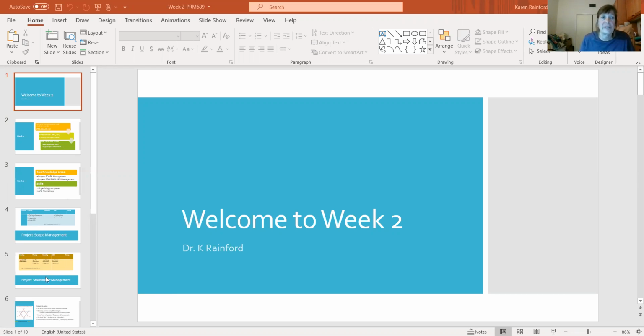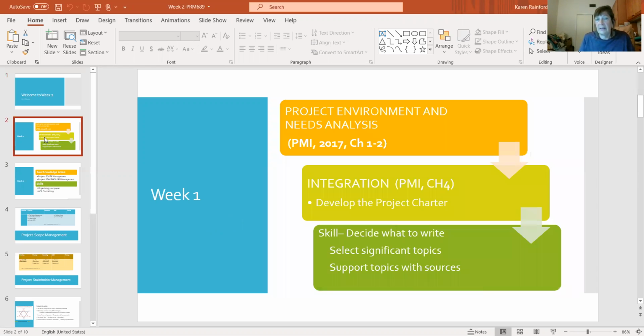So welcome to week 2. In week 1, we talked about the project environment and needs analysis. Everybody got their paper turned in. Everything looked good on the discussion board. You've worked a lot more on deciding what to write, selecting significant topics, and then supporting those topics from sources. And I saw some very good sources.